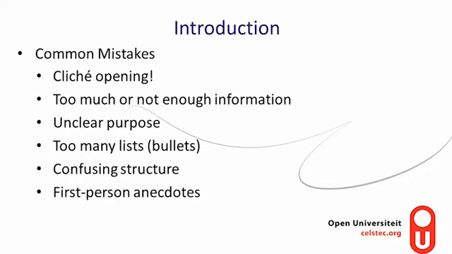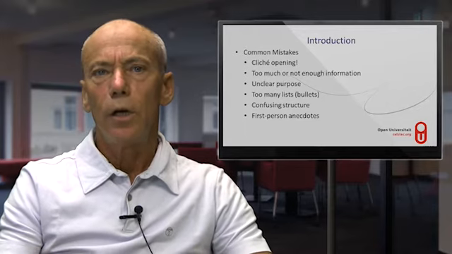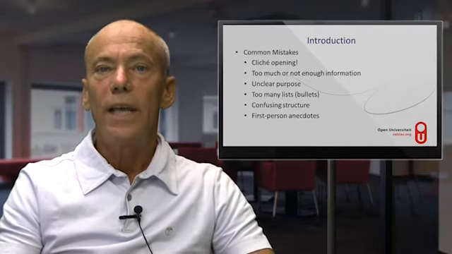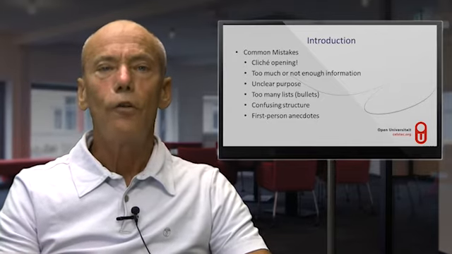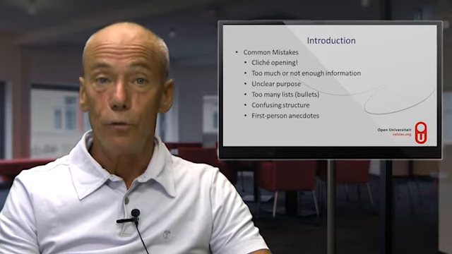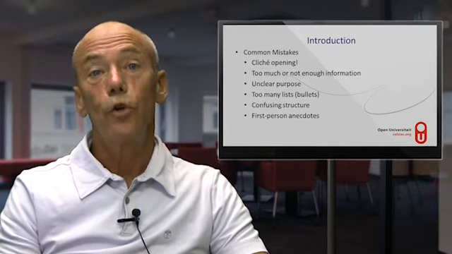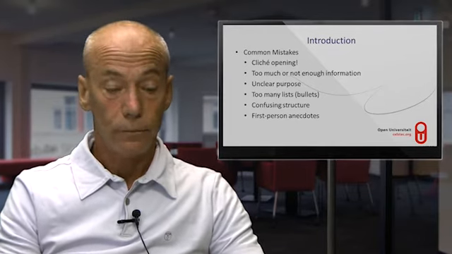Also, if the structure is confusing, if it doesn't have this funnel shape and continues to be broad, get particular, get broad, go narrow, in and out, the confusion starts and your reviewer will lose your stream of thought.